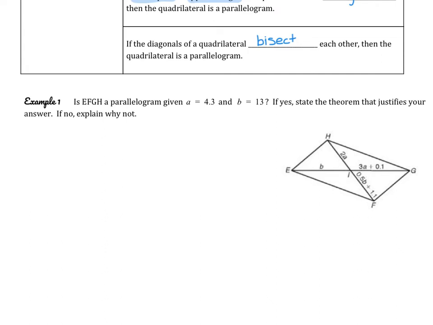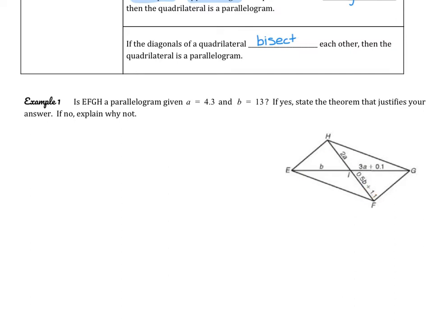Okay, so let's try this first one together. Here we're asked, is EFGH a parallelogram given that A is 4.3, so I see A right here, and B is 13. If we can determine it, we're going to state the theorem, and if we can't, we're going to explain why not.